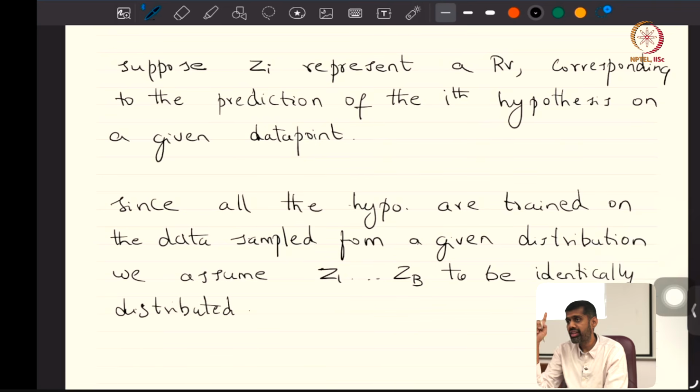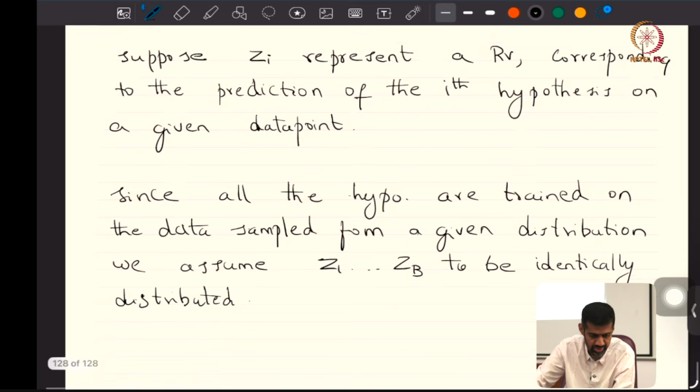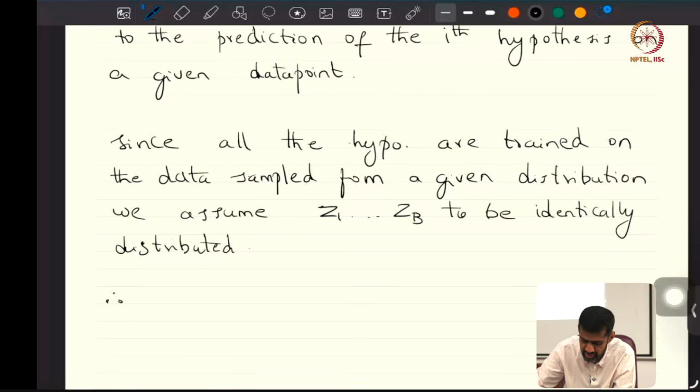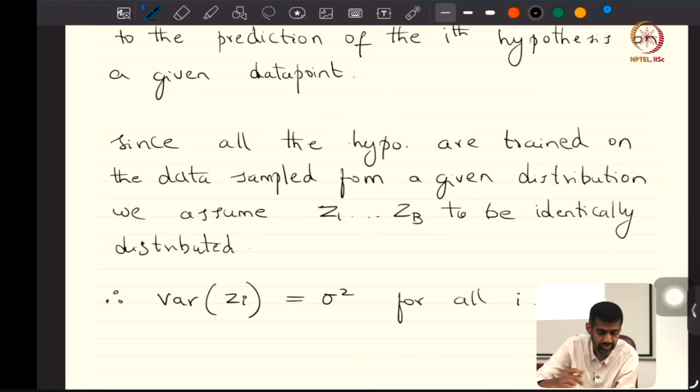Please note that I am not saying that they are statistically independent. Actually, that is the catch. They will not be statistically independent. Why is that? Because we have data points that are repeating by construction, but we can assume that they are identically distributed. Now, therefore, let the variance of all individual classifiers be represented by sigma squared for all i. They are not statistically independent, since we are doing sampling with replacement.